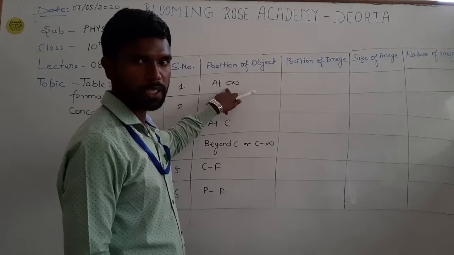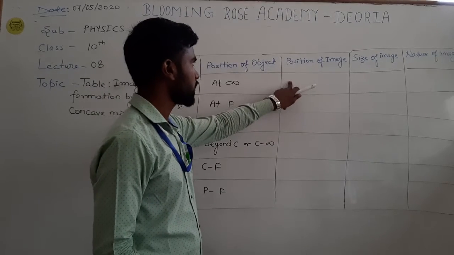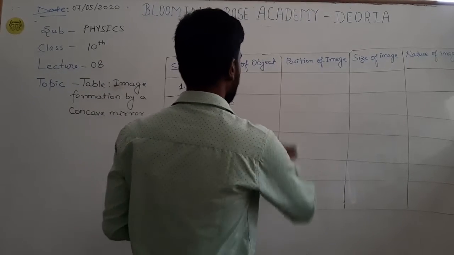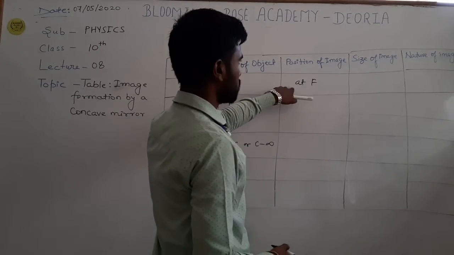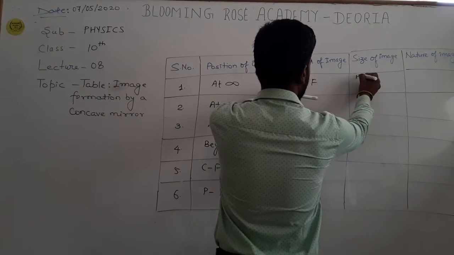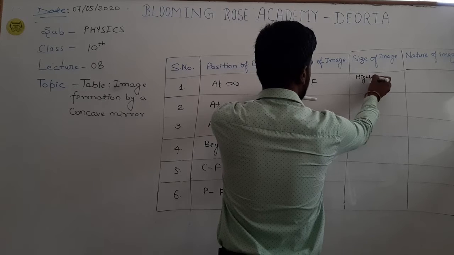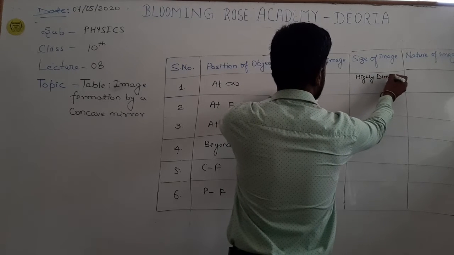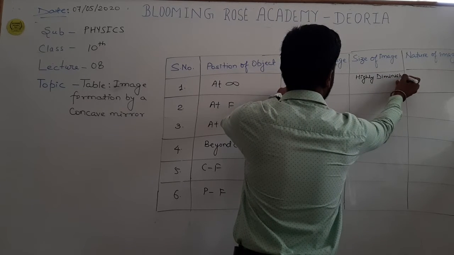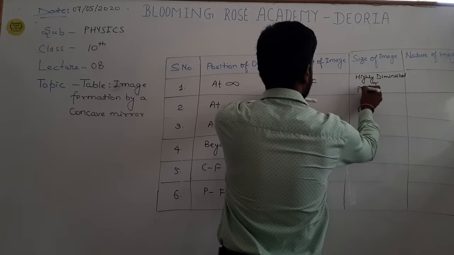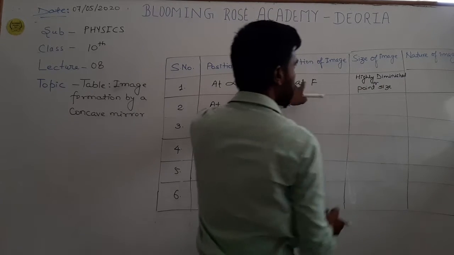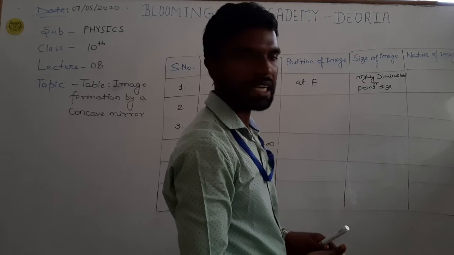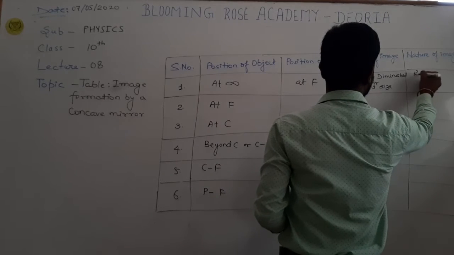When the object is placed at infinity, we get the image at the principal focus F, and the size of the image is highly diminished or point size, and the nature of the image will be real and inverted.